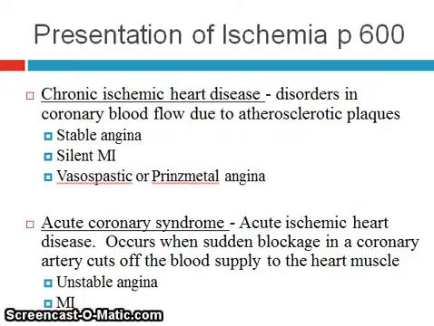So chronic ischemic heart disease is disorders in blood flow from the atherosclerotic plaques being there. These are termed stable angina, a silent MI because they may be having damage to their cardiac muscle even though they're not having chest pain. There's also vasospastic or Prinzmetal angina. There's also acute coronary syndrome. So acute means it comes on suddenly, where there's an acute ischemic heart disease problem where blood flow is suddenly cut off because the coronary artery blood supply is no longer flowing to the heart muscle. This is also known as unstable angina and is what causes a heart attack.